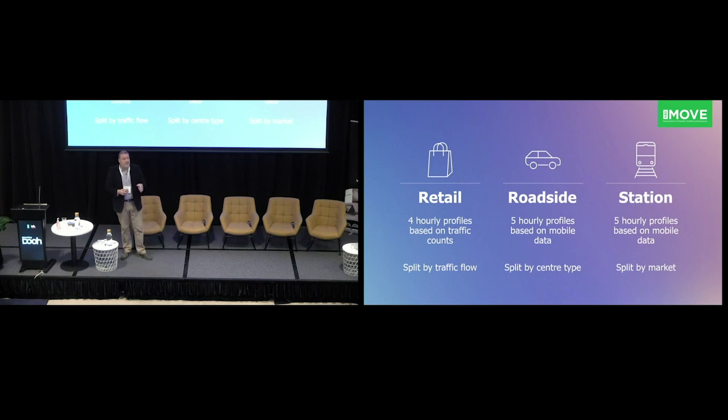In the retail environment, we have 5 based on the centre type, and in the station space, public transport, we have 5 based on the markets, as we travel a little bit differently in public transport across each of the capital cities. Mobile has been used to develop the profiles for the retail and stations, whilst roadside is predominantly driven by the traffic count information that we have available to us.